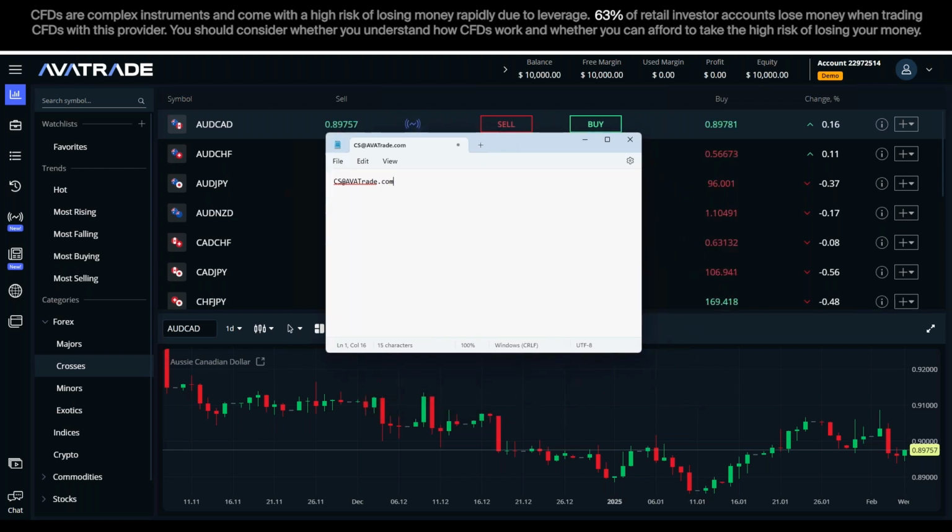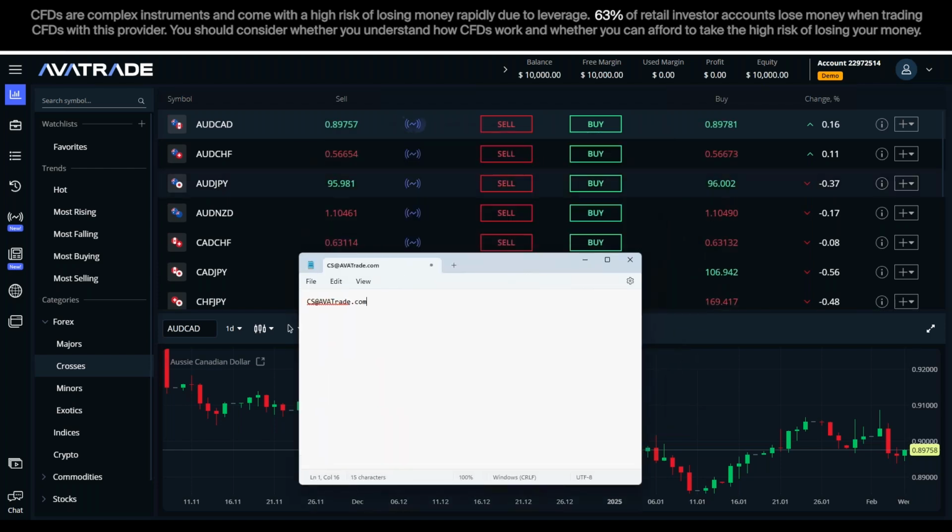As I explained a few minutes ago, the interface here is called the Web Trader. And on the app, it's called the AvaTrade trading app. If you're looking for the platform on your phone, you need to search for the AvaTrade trading app. And like I said, what I'm using is the desktop version.